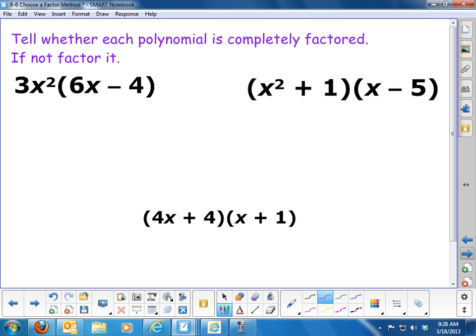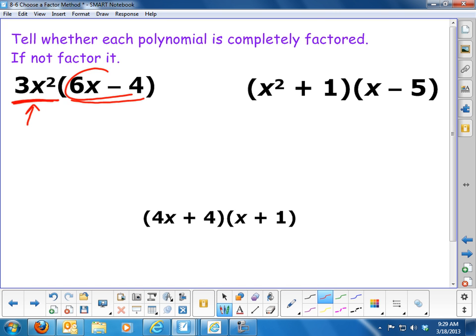In this first example, I see that this appears to be a greatest common factor. And then in parentheses here, they wrote what they were left with after they took out the greatest common factor. But I noticed something here. I noticed 6x minus 4. Both of those terms have a factor of 2 in them. So I know when this person factored out what they thought was the greatest common factor of 3x squared, that really was not the greatest common factor. There was a bigger number that could have been factored out.